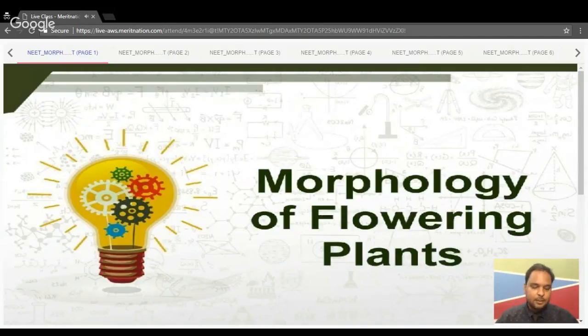The name of the chapter is Morphology of Flowering Plants, because we have already studied the plant part, the plant diversity, in which we talked about many different categories, starting from algae, bryophytes, pteridophytes, gymnosperms, and the last one and the most advanced one that we should study is the angiospermic plant.